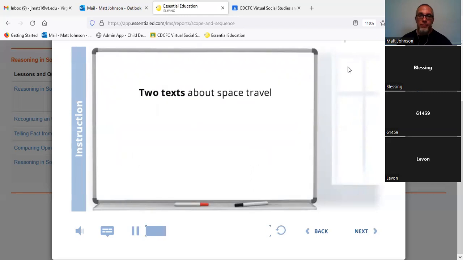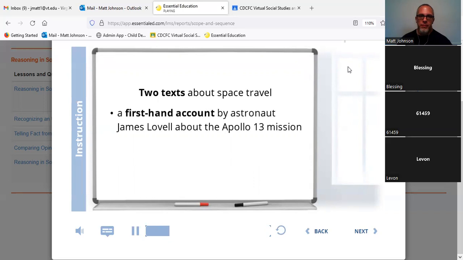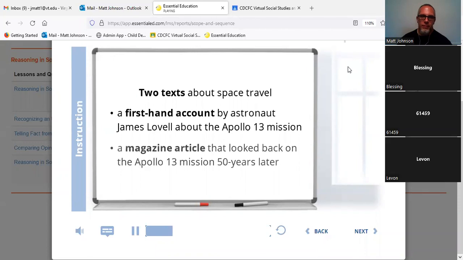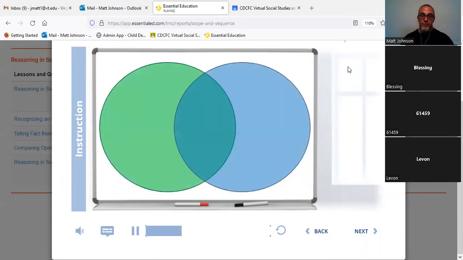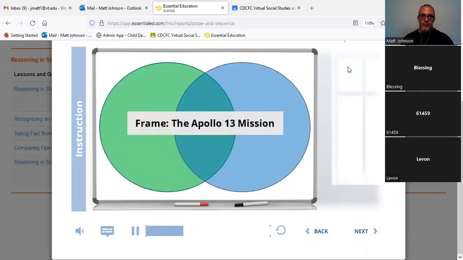Recently, I read two texts about space travel. One text was a first-hand account by astronaut James Lovell about the Apollo 13 mission. The other text was a magazine article that looked back on the Apollo 13 mission 50 years later. Right away, I could see that the frame of reference for both articles was the Apollo 13 mission. So I'll label my Venn diagram here with that frame of reference.